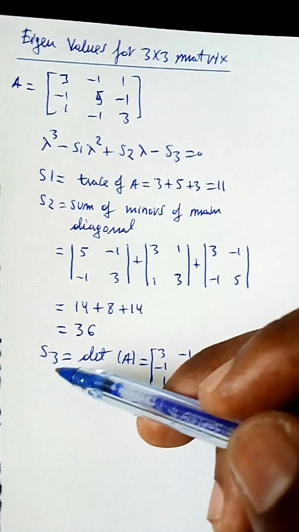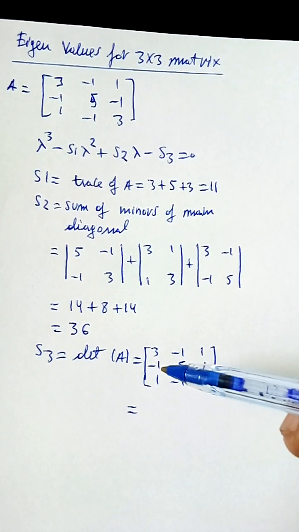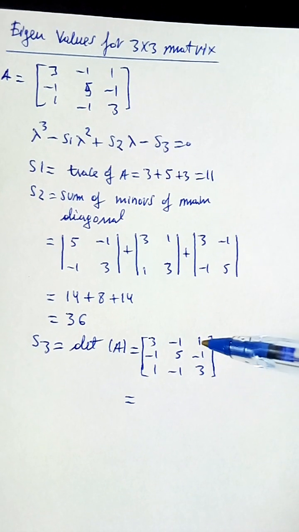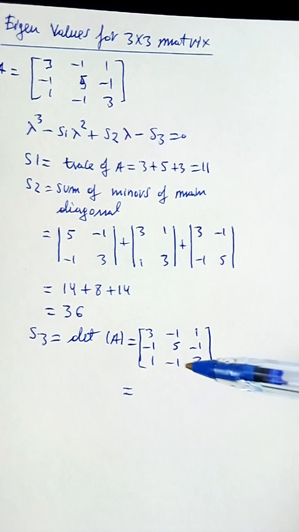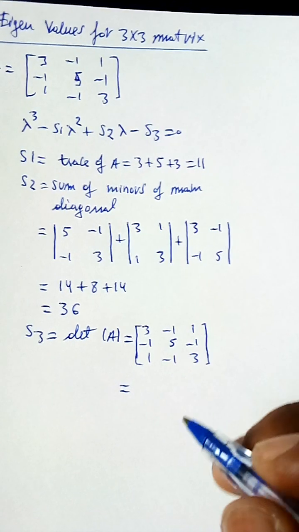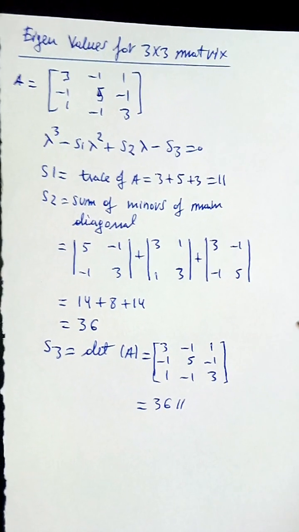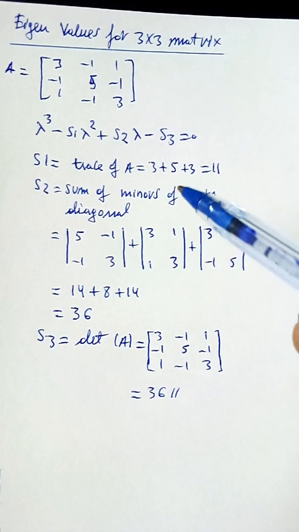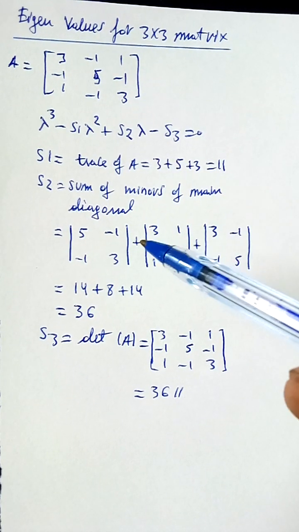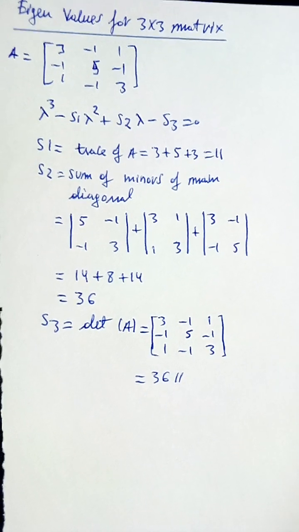So what is S3? S3 is the determinant of this matrix, 3 minus 1 1, minus 1 5 minus 1, 1 minus 1 3. So the determinant of this matrix is equal to 36. I hope everyone knows how to get the determinant of a matrix. In case you don't know how to get the determinant of a matrix, check our previous videos. You will see how to get the determinant.